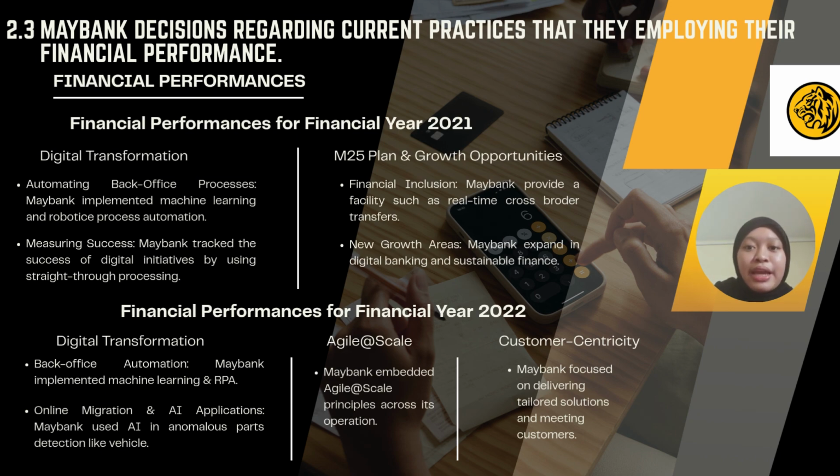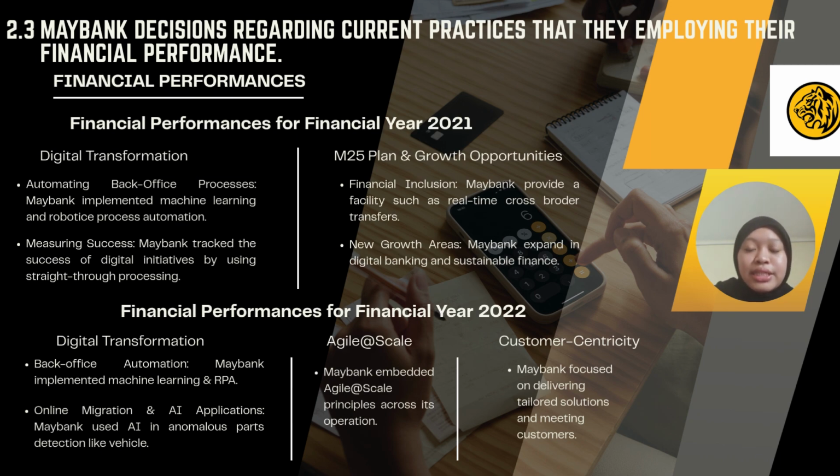Maybank further automated back-end processes through machine learning and RPA, optimizing areas like credit processing, remittance, and trade services. A significant portion of transactions was migrated online, reducing reliance on physical branches. AI was deployed for innovative solutions such as anomaly detection in vehicle claims and implementing a fully digital Know Your Customer (KYC) system.